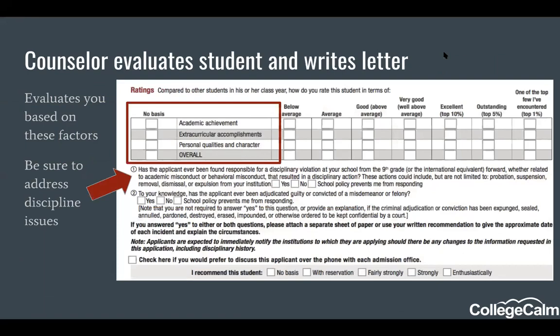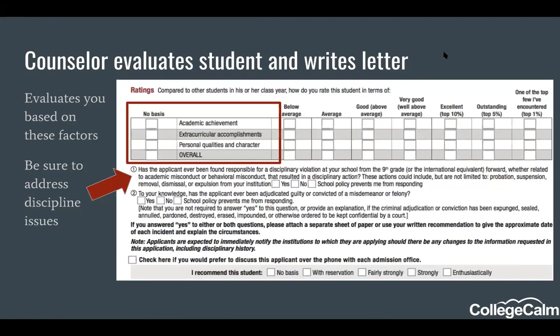Okay, so what we saw before was actually from the teacher, right? So this is what the counselor is actually doing for the students. So in the red box, you see that they are assessing, right? Everything from below average all the way up to one of the top percent I've ever encountered in my career: academic achievement, extracurricular accomplishment, and personal qualities and character.